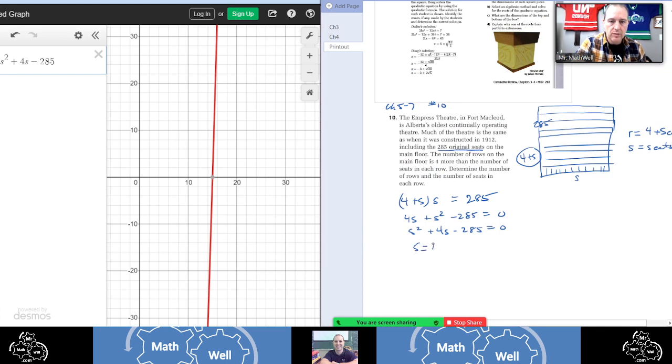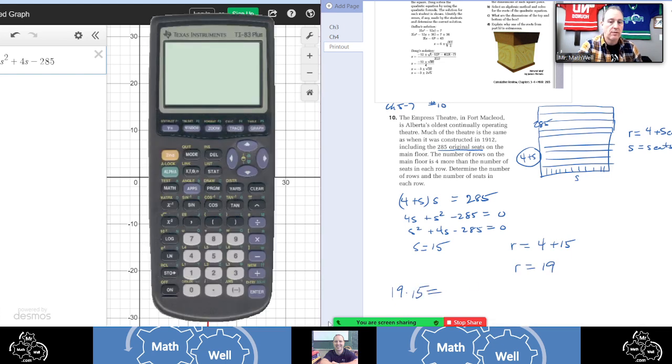Okay, S equals 15. That means that R equals 4 plus 15, or R equals 19. And if we double check this, 19 times 15, does that equal 285? Well, we could probably check that pretty quick here. Let's see, clear, 19 times 15 is 285. Okay, how's that look? Does that line up with the answer there?